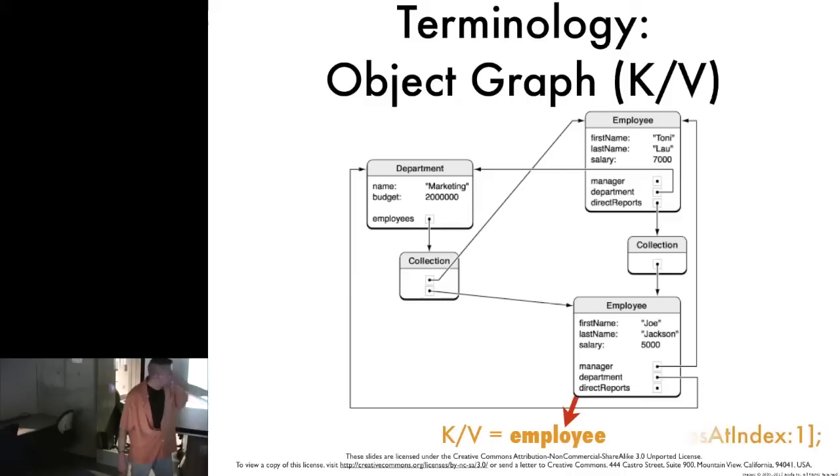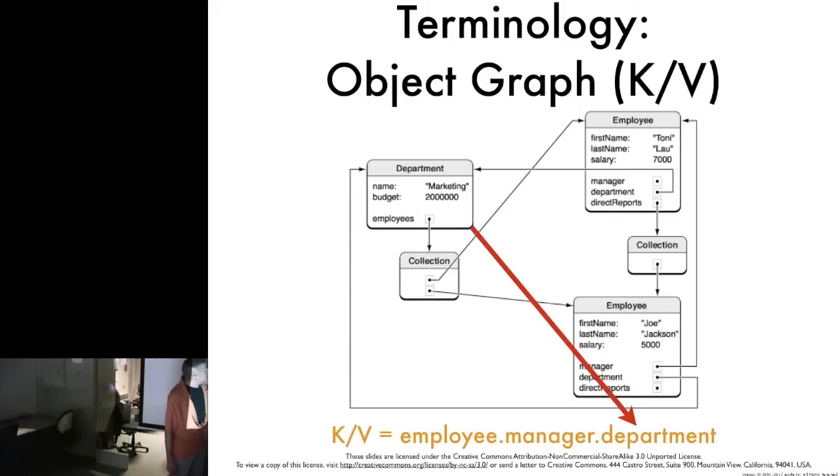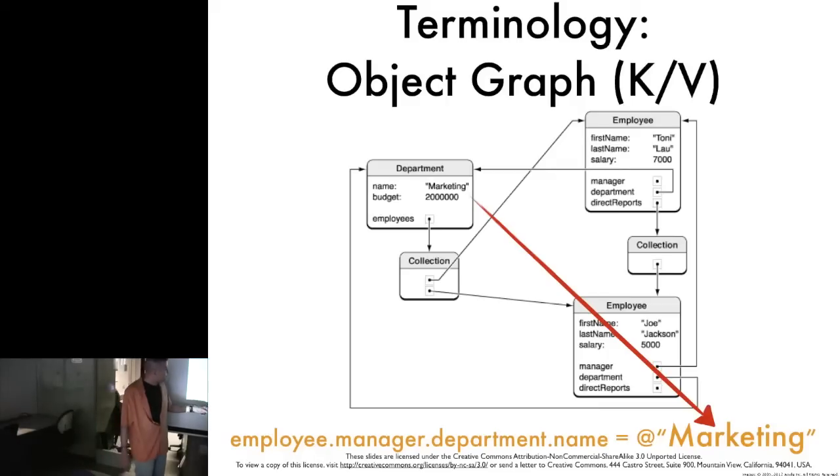So we'll get Joe Jackson out, and we're going to start at Joe Jackson, and that's our instance of our employee. So we say, okay, employee.manager. So we look at Joe's manager, who is this employee, Tony. We say employee.manager.department, and we get his department, and we ask for the .name to get the name attribute. This is what the entire thing looks like. Employee.manager.department.name is marketing. That's how you reference your objects within your graph.